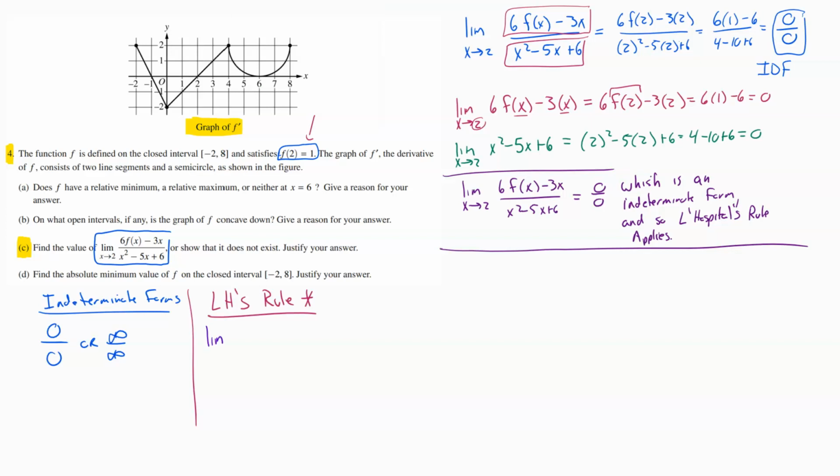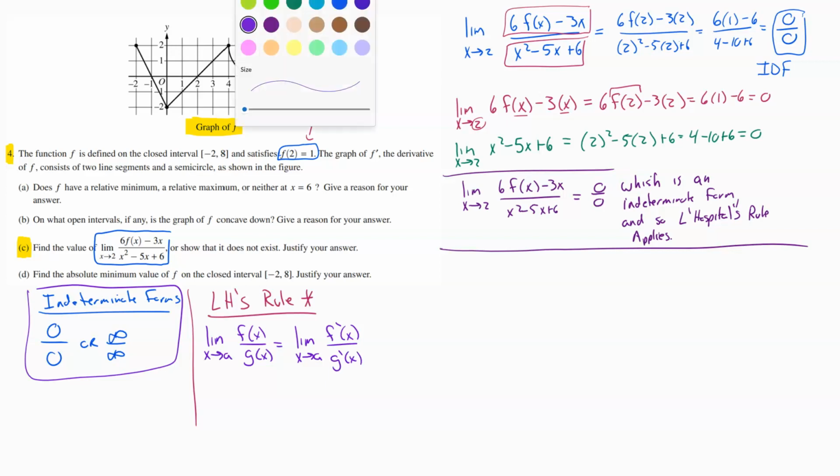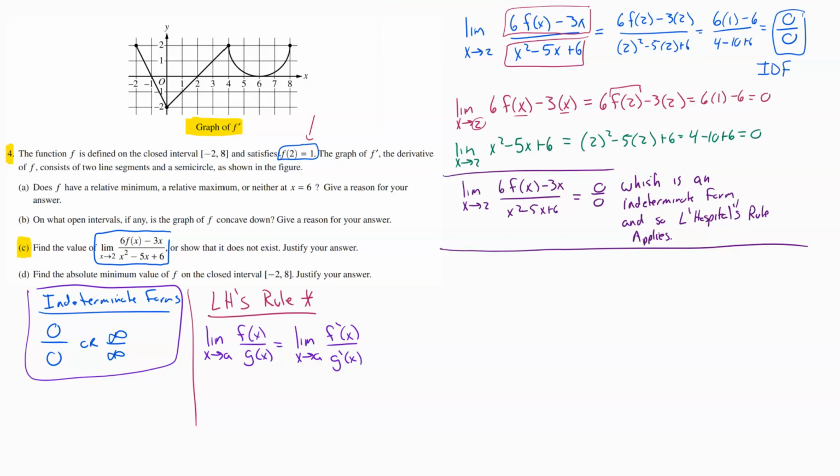L'Hopital's rule says the limit as x approaches some number a of our f of x equation over our g of x equation, if that equals one of our indeterminate forms, then the limit of that is also equal to the limit of the derivatives of those pieces. So now you're going to come back through this problem and start putting those derivatives into place.